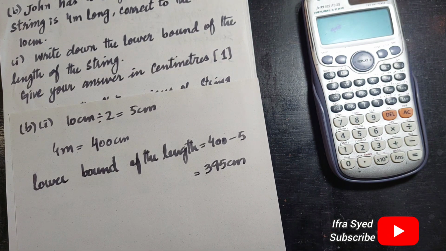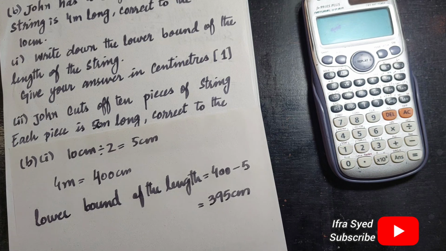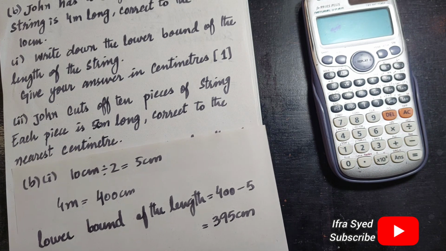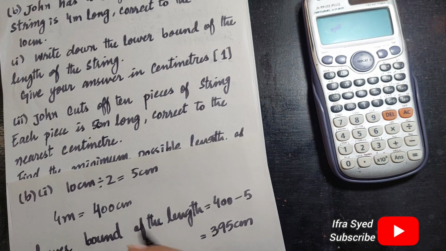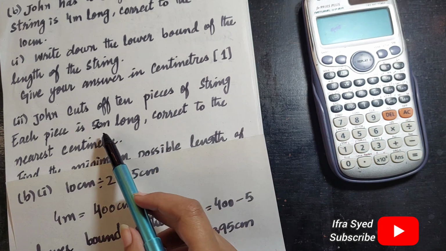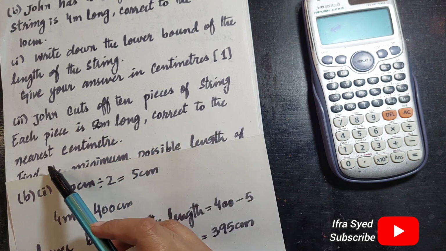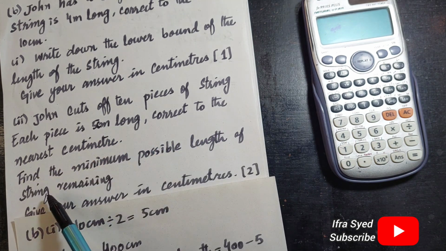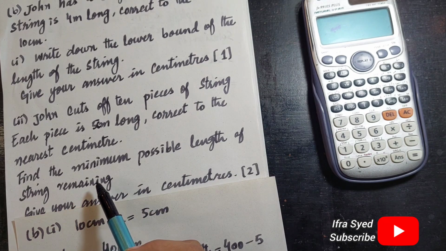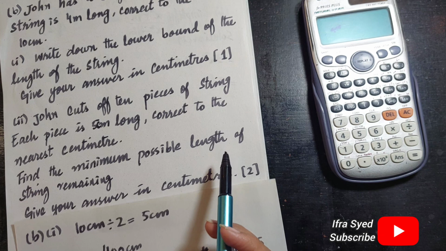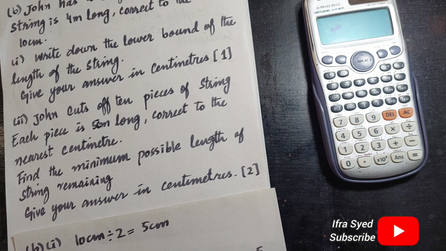So let's move to its second part, and in the second part John cuts off 10 pieces of string. Each piece is 5 centimeter long, correct to the nearest centimeter. So in the second part it is given that this is not the accurate value, it is the approximated value, and it is correct to the nearest centimeter, and find out the minimum possible length of the string. And in this part we have to find out its minimum possible length of the string, and we have to give our answer in centimeter.